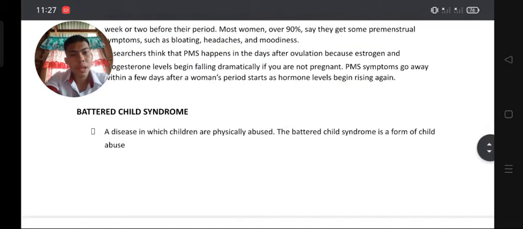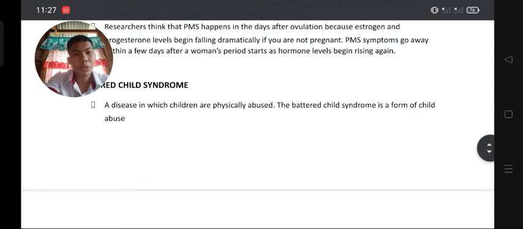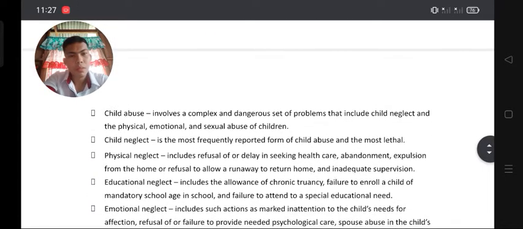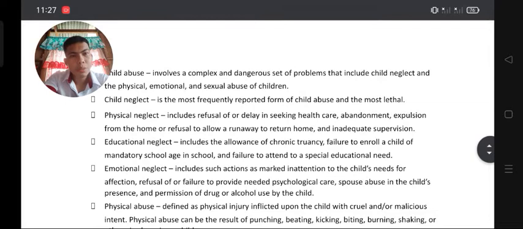Battered child syndrome, a condition in which children are physically abused. The battered child syndrome is a form of child abuse. Child abuse involves a complex and dangerous set of problems that include child neglect and the physical, emotional, and sexual abuse of children. Next, child neglect is the most frequently reported form of child abuse and the most lethal.